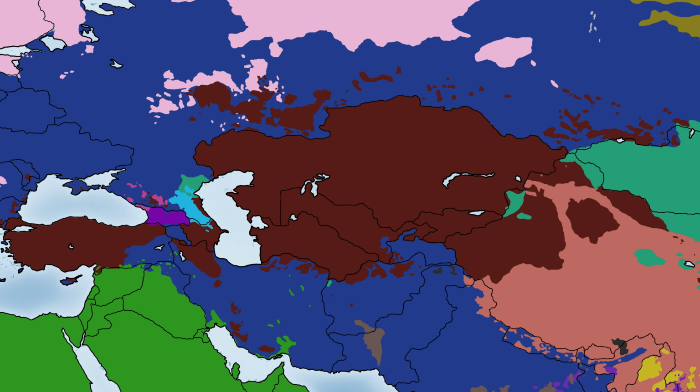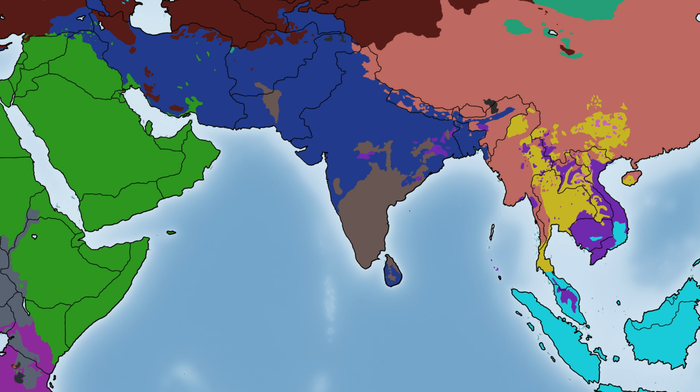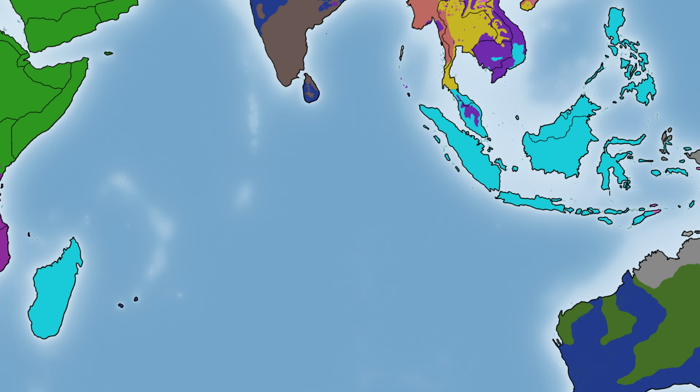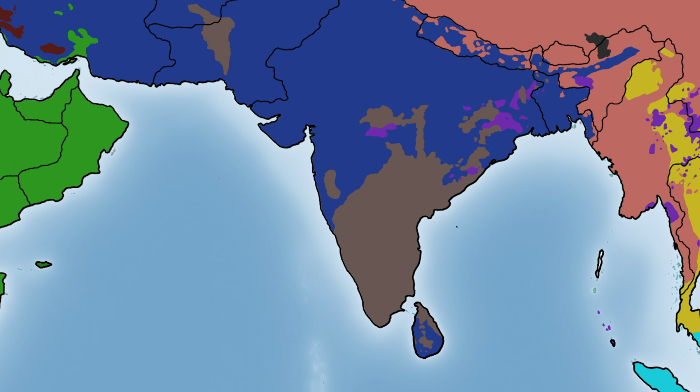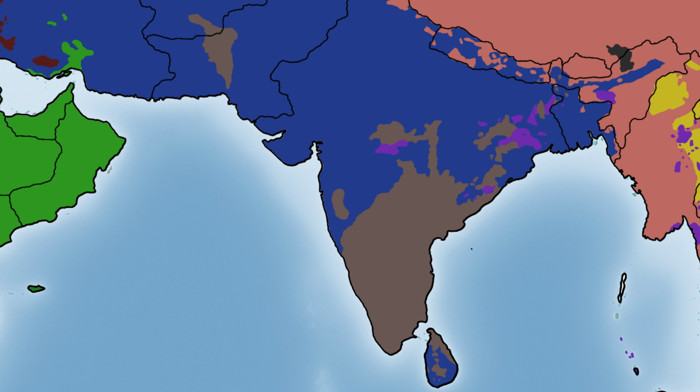In dark red is the Turkic language family, which is spread throughout much of Asia, with languages such as Turkish, Kazakh, Uzbek, and Uyghur. In bright blue is the Austronesian family, spread across the Indian and Pacific Ocean, with languages such as Tagalog, Malay, and Indonesian. In brown is the Dravidian language family, with languages such as Tamil and Telugu.